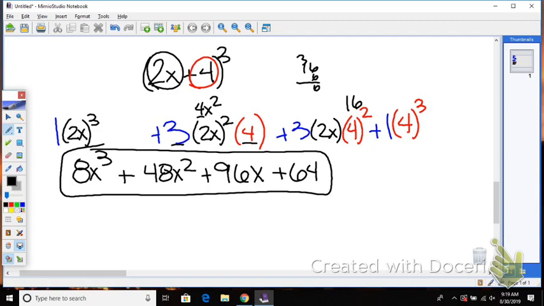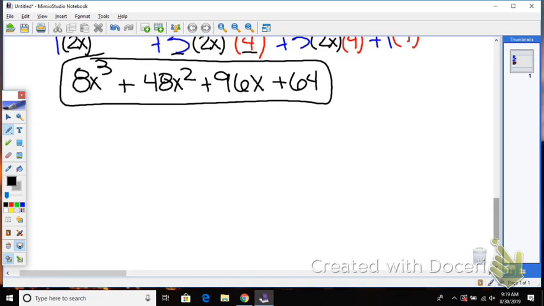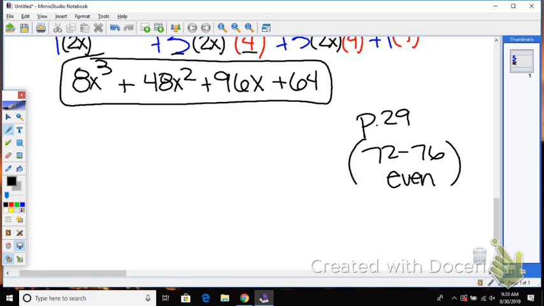Okay. So you have 3 problems to add on to yesterday's work. And you guys have lots of time to do these 3 problems. But you're going to do 72 to 76 in the same section, around page 29. 72 to 76 even. There's 2 Pascal's triangle and 1 you just FOIL. And make sure the whole thing is done from yesterday through today's.